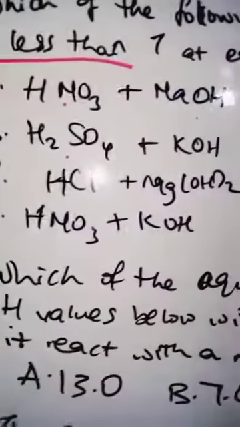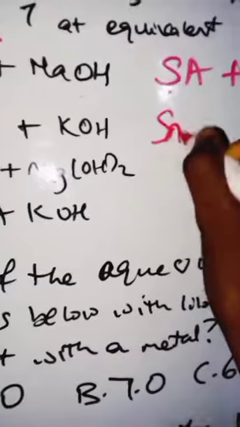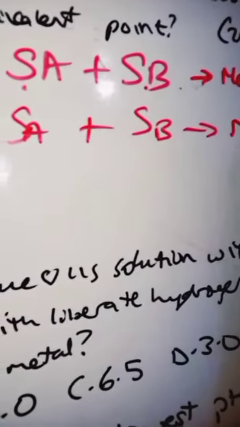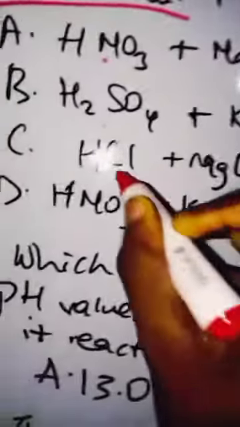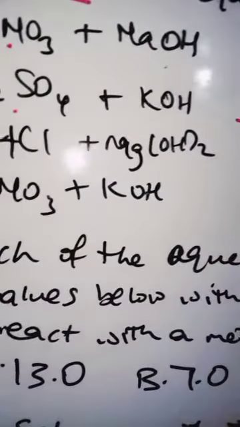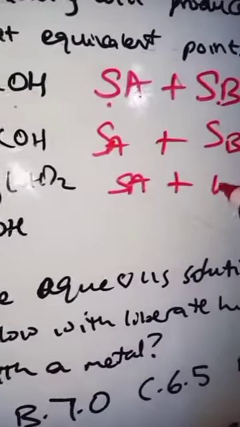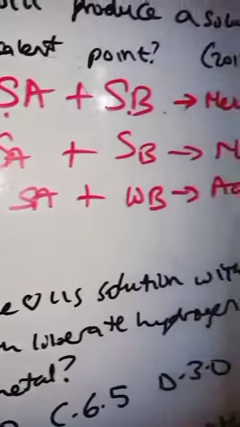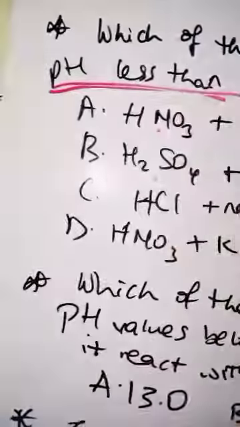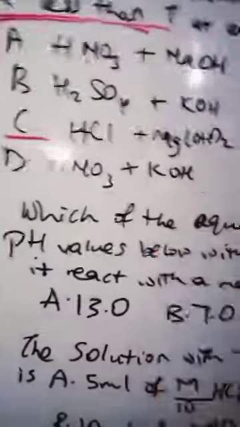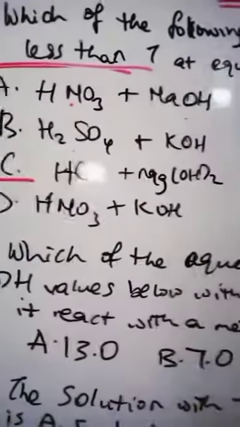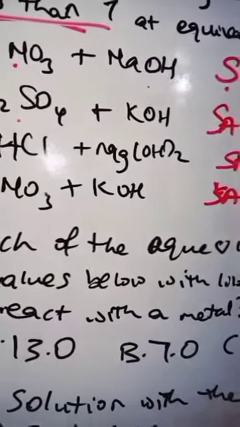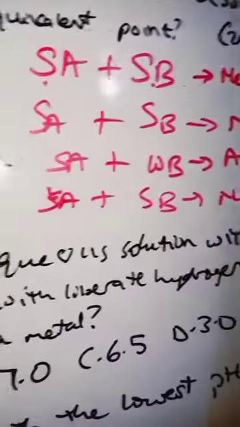Yes, next question, H2SO4, that's also a strong acid. KOH is also a strong base, so a neutral solution. Next question, HCl, strong acid. Mg(OH)2, that's a weak base. This is an acidic solution, so this will definitely have a pH less than 7. So option C is correct. If we try that of D, HNO3, strong acid, KOH, strong base, that will still give you neutral.